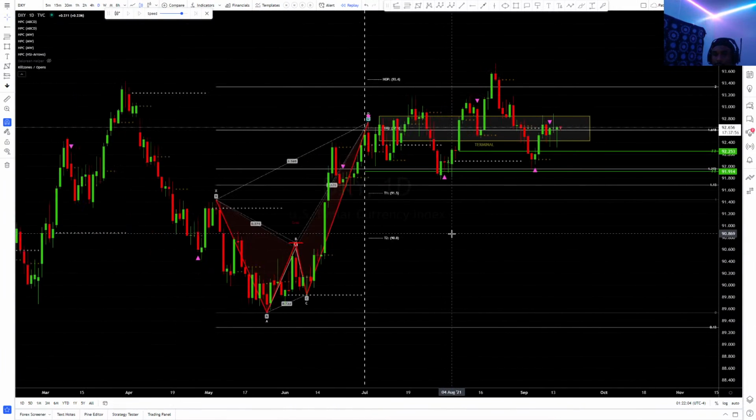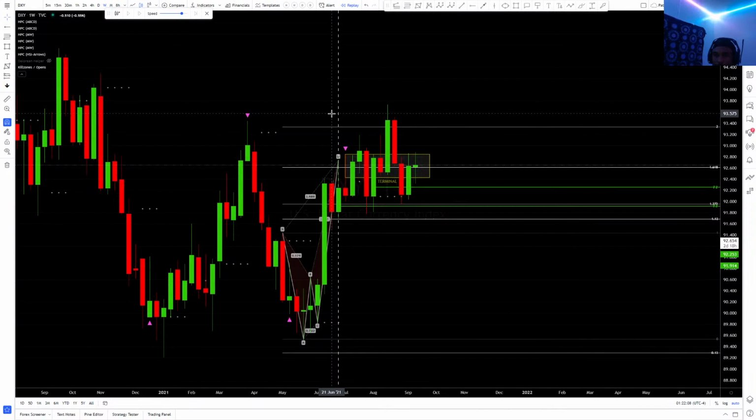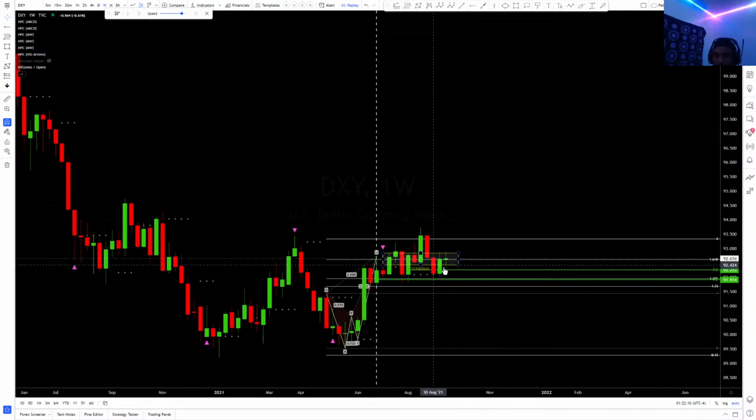So I definitely see this ranging and doing something else on a higher time frame for sure. Don't really want to be entering into the middle of the range like that.